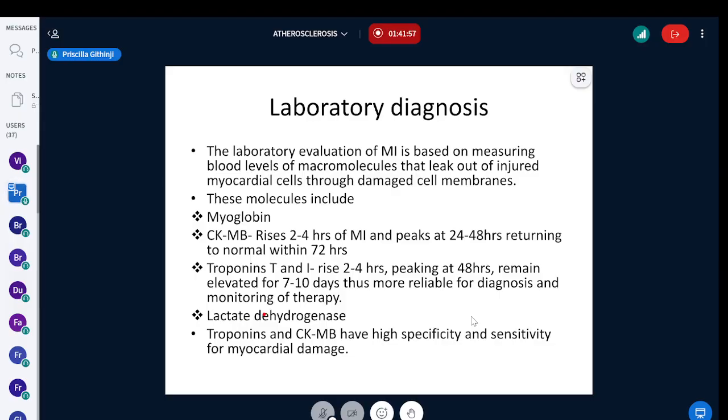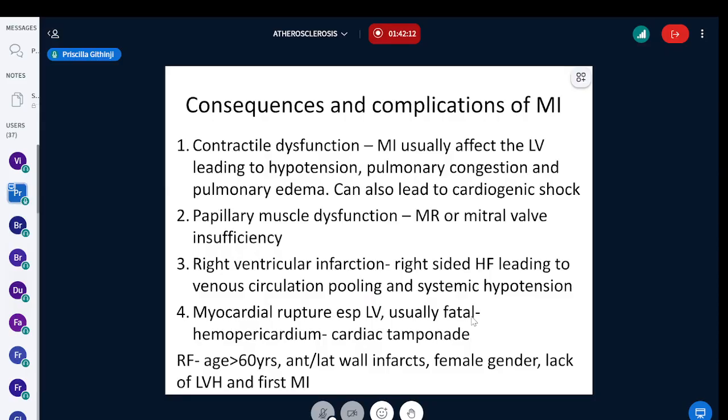Also, long ago, we used to do lactate dehydrogenase, which is no longer done now. So troponins and CKMB usually have a high specificity and sensitivity for myocardial damage, and therefore are preferred for the diagnosis of an acute myocardial infarction. So what are the consequences of this acute myocardial infarction?